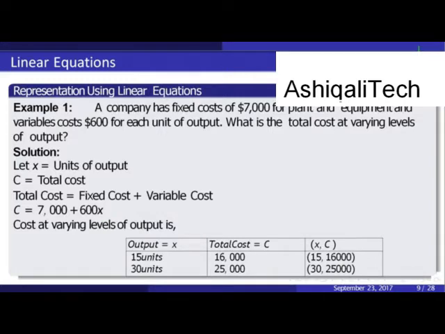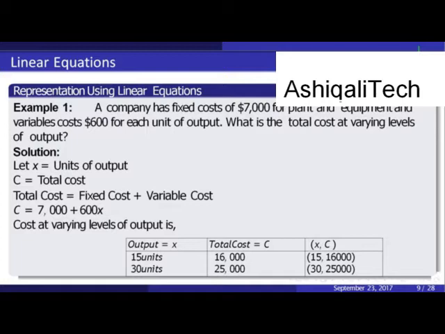Example number 1. A company has fixed costs of $7,000 for the plant and the equipment and variable costs of $600 for each unit of output. What is the total cost at varying level of output? Solution. Let us denote by x the units of output, and again we denote by c the total cost. Then total cost is equal to fixed cost plus variable cost. That is, c is equal to 7,000 plus 600 times x.